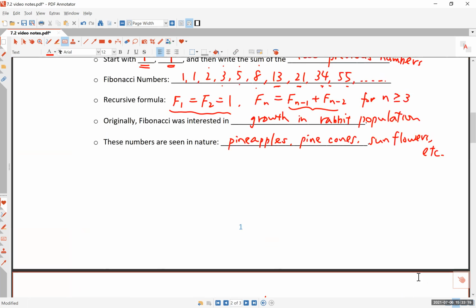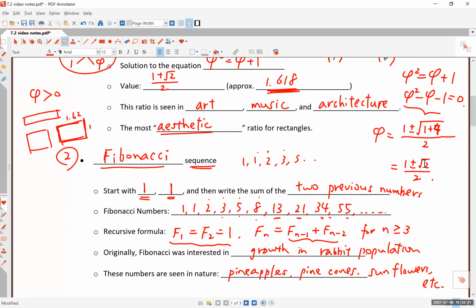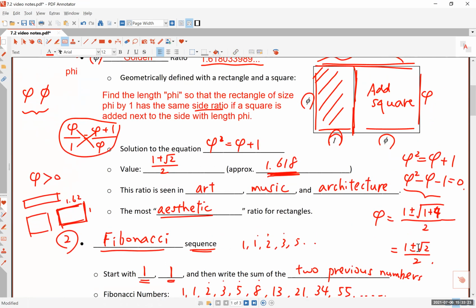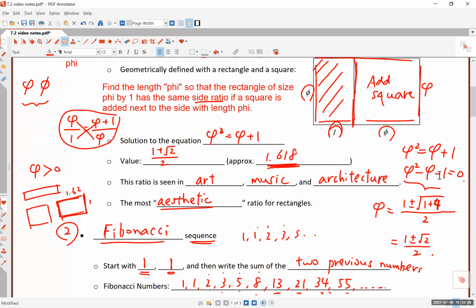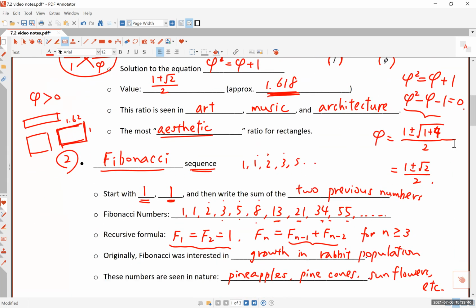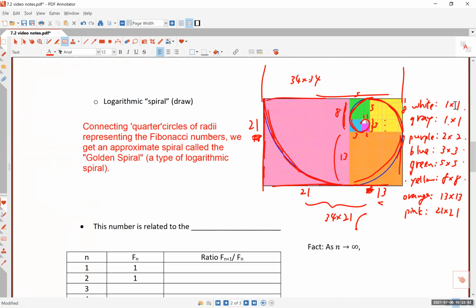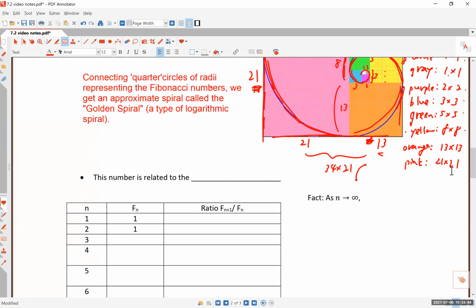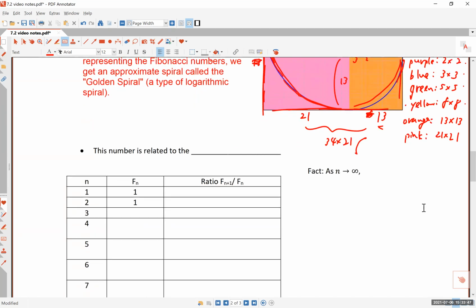Did I tell you what the golden rectangle is? Of course I did, right? Maybe I didn't tell you what the golden rectangle is. The golden rectangle is a rectangle of this proportion. The side length is phi by 1. So it's approximately 1.62 by 1. And that is called the golden rectangle. Any rectangle with that side proportion is called a golden rectangle.